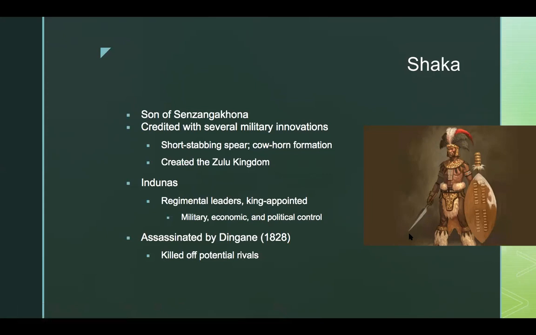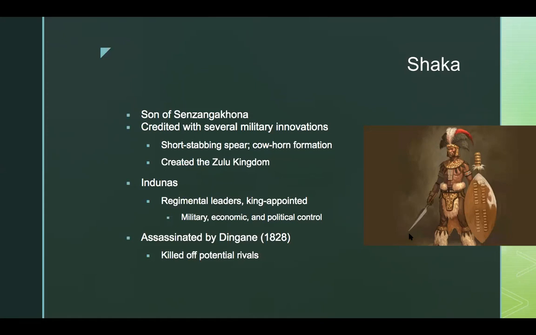Then the other thing too is he's credited with the creation of the Zulu kingdom. Now again, the Zulu people had been around for way before Shaka, right? But as I was explaining earlier, they were more of a clan under the leadership of different people, including Senzangakona, who's Shaka's own father. But they had been around for even before then. But it was Shaka's ambition and military and political brilliance that allowed him to grow the Zulu kingdom.